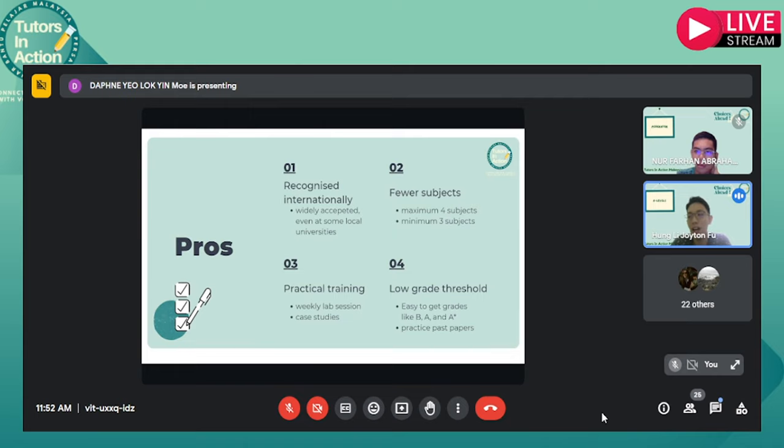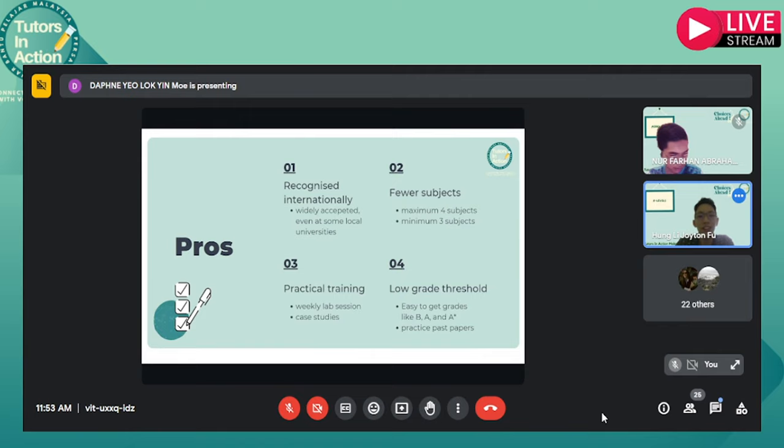The way they calculate your grade is by plotting everyone's actual marks into a normal distribution curve. Then they select, okay, the top 20% will be A, and the next 20% will be B, something like that, and so on and so forth. So it's definitely easy to get grades like A, B or A star. You just have to practice a lot of past papers.